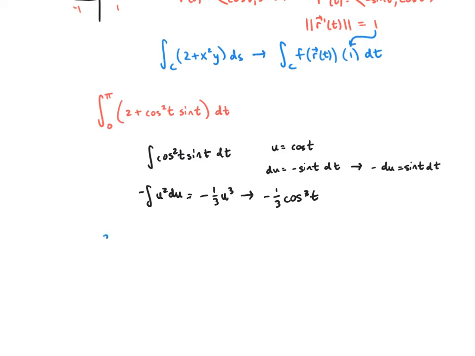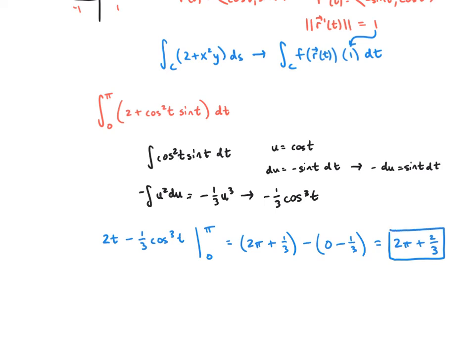So let's do the full integral. We have the antiderivative of 2, which is 2t, minus 1/3 cosine cubed t, and we'll evaluate from 0 to pi. So we get 2 pi minus 1/3 cosine of pi. Cosine of pi is negative 1, so we have plus 1/3. And then minus 0, and then minus 1/3. So we get for an answer 2 pi plus 2/3. So that's the area underneath this particular curve on that particular surface.